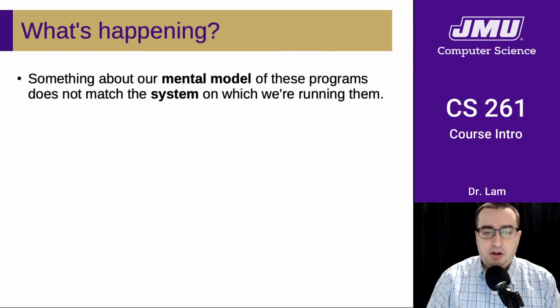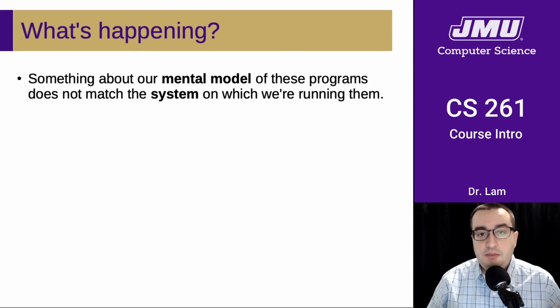So what's going on here? The core problem is that something about our mental model of these programs, the way that we expect the programs to run, does not match the system on which we're actually running them. That's the core discrepancy here. In the next video, we'll talk a little bit more about what a system is and what's going on here.